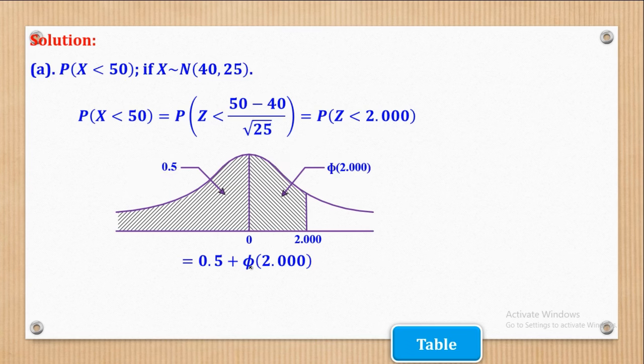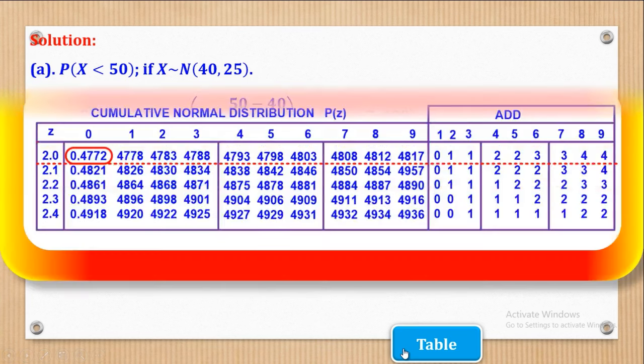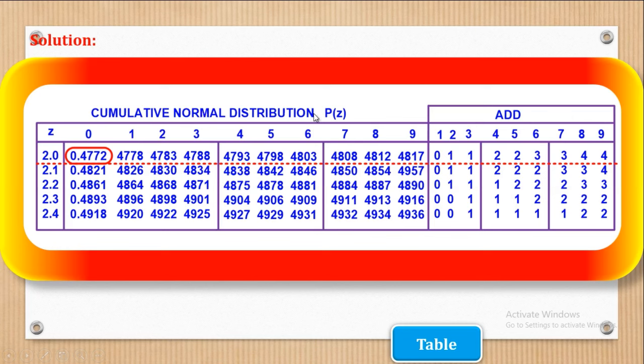Now after that, you ask yourself, how can I get this probability of phi of 2.000? That is where the mathematical table comes in. So get your mathematical tables and open the part which has cumulative normal distribution. Like I said, there are two mathematical tables. One has only normal distribution, but the one we are interested in also has the word cumulative normal distribution. So when you get that table, this is how it looks. It has z, then here it has values from 0 to 9, but here it is from 1 to 9, and it has an add column, then here there are values of z.